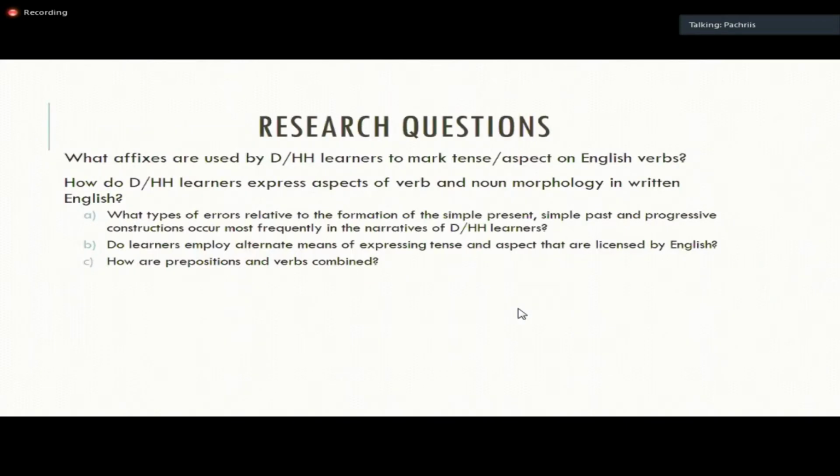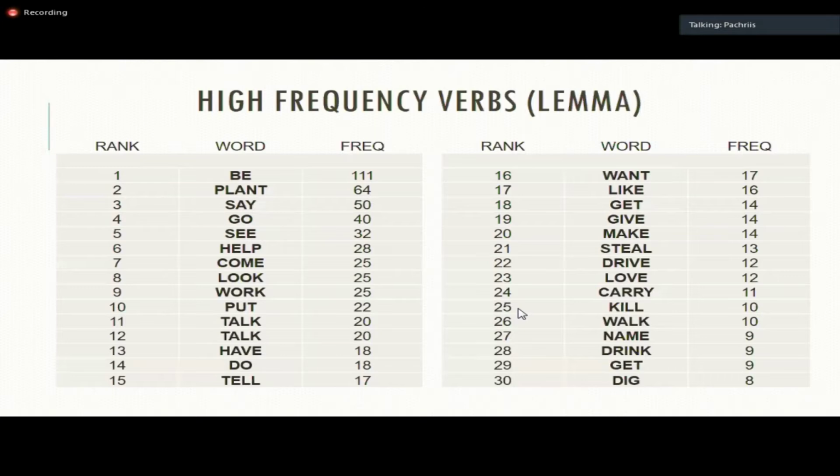So I wanted to find out, as I said before, how the simple present and past tense were formed, the progressive construction, as well as the alternate means which they use to mark present and past tense in their writing.